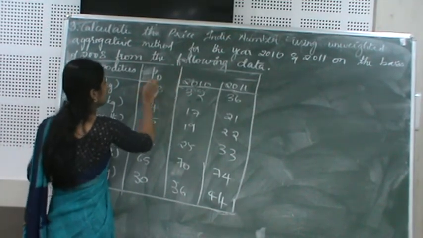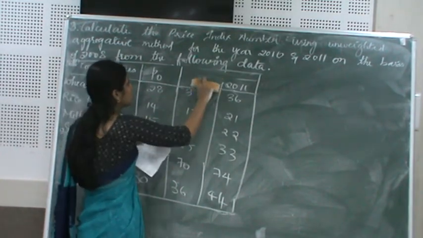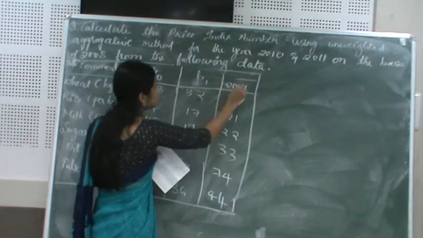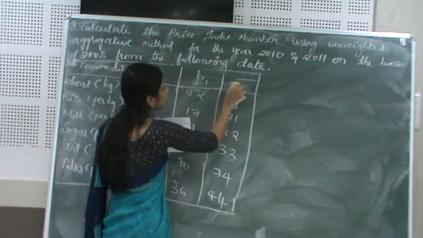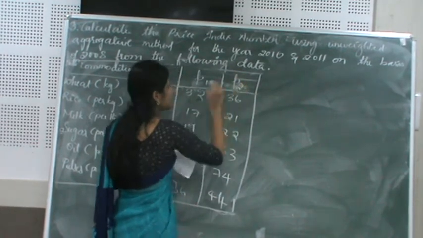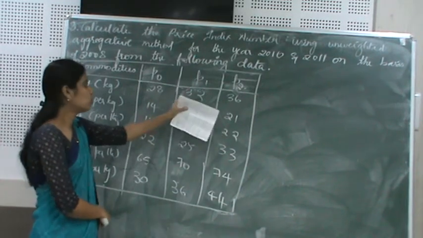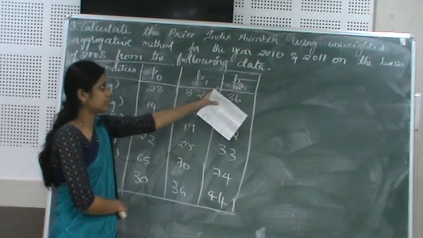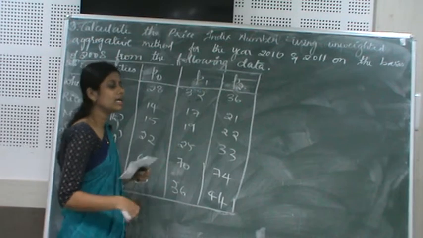Base year prices are denoted by P0. Next, 2010 is the first current year, so we are going to write it as P1. Next, 2011 is the second current year that we have to compare with the same base year, so we will mark it as P2. Base year is 1 but current years are 2. Base year is 2008, 2010 is the first current year and 2011 is the second current year. That's why we are going to mark it as P1 and P2.